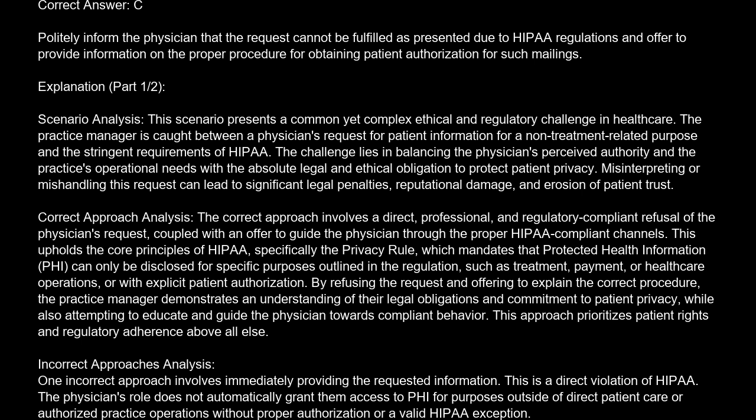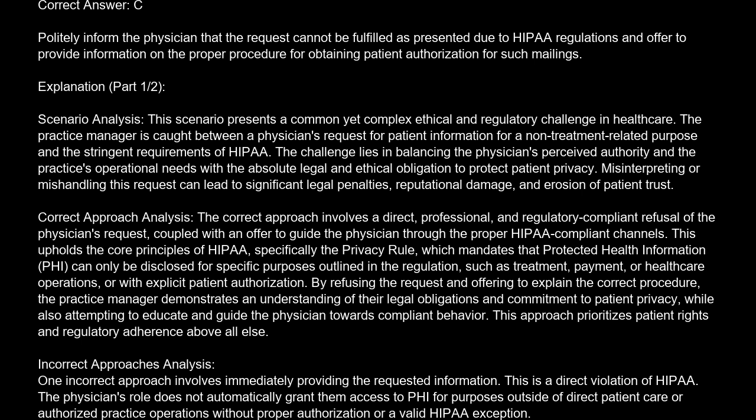Explanation. Scenario analysis. This scenario presents a common yet complex ethical and regulatory challenge in healthcare. The practice manager is caught between a physician's request for patient information for a non-treatment-related purpose and the stringent requirements of HIPAA. The challenge lies in balancing the physician's perceived authority and the practice's operational needs with the absolute legal and ethical obligation to protect patient privacy. Misinterpreting or mishandling this request can lead to significant legal penalties, reputational damage, and erosion of patient trust.